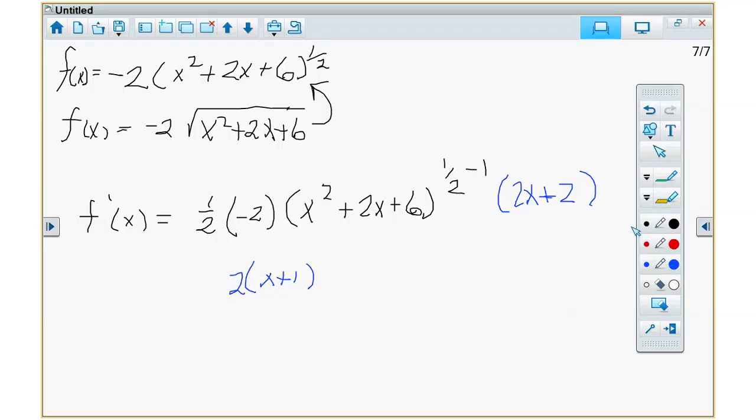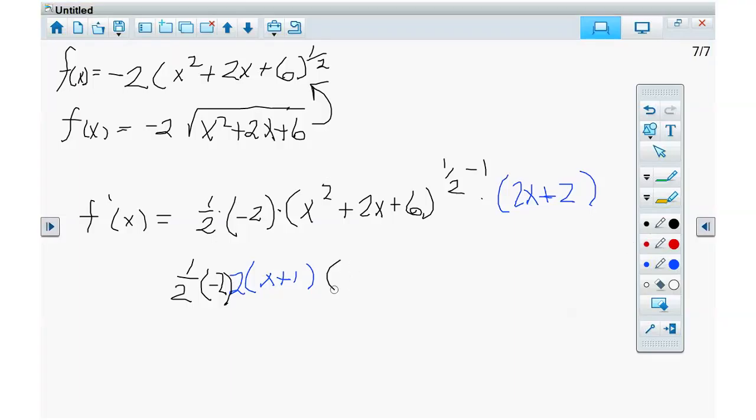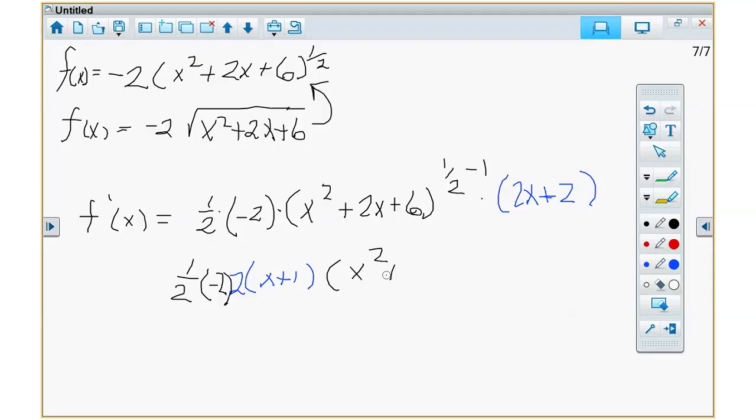and then I'm going to put the rest of it together. 1 half times negative 2. A lot of people say, well, how can you do that? What's 2 times 3? The same as 3 times what? 2. This is multiplication. This is multiplication. This is multiplication. So does it matter where I put the 2x plus 2? No. I can put it anywhere. Okay. Times x squared plus 2x plus 6 to the 1 half minus 2 halves.